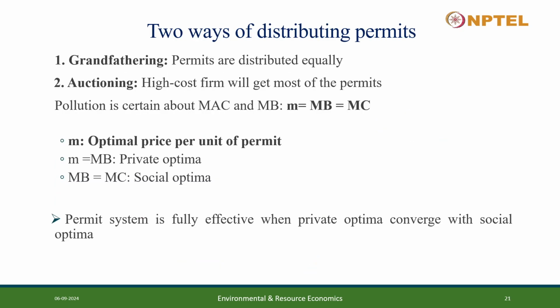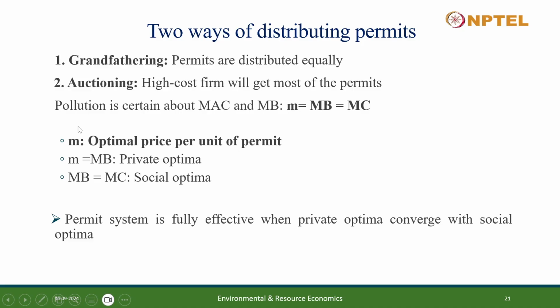There are two ways of distributing permits. The first one is grandfathering and the second one is auctioning. In grandfathering, the permits are equally distributed among the firms. In auctioning, the permits are auctioned between the firms. Firms with a higher marginal abatement cost curve, or higher cost of abatement, will need more permits, and firms with lower abatement cost will require fewer permits. So the auctioning is done based on MAC.